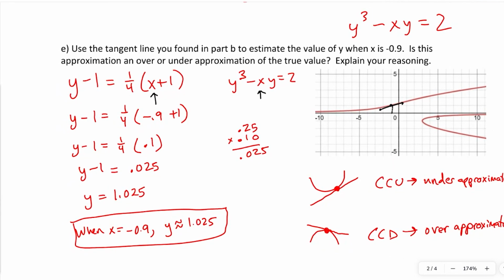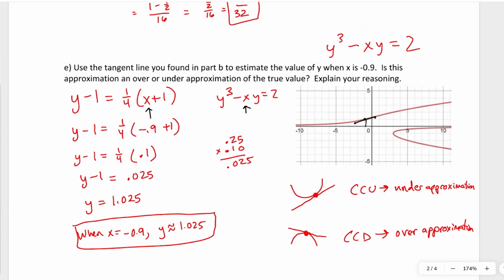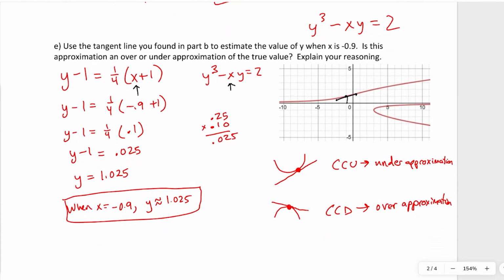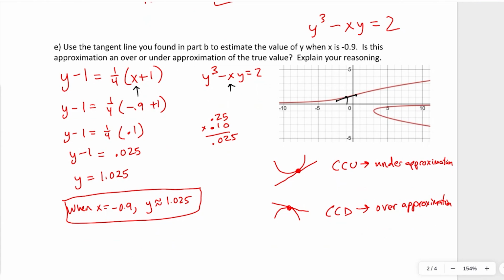Now in this case, we know that it's concave up because the second derivative was positive. All right, that's what we found up here in part D. We saw it was 1 over 32, which is a positive number. So here's what we're going to write as far as our answer.